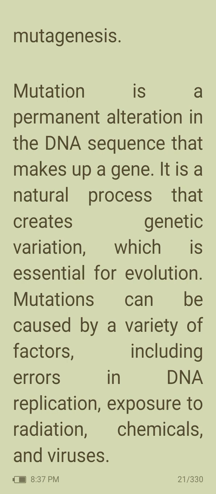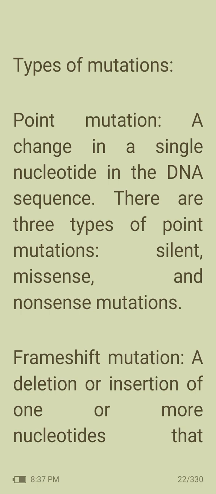Mutation is a permanent alteration in the DNA sequence that makes up a gene. It is a natural process that creates genetic variation, which is essential for evolution. Mutations can be caused by a variety of factors, including errors in DNA replication, exposure to radiation, chemicals, and viruses. There are different types of mutations, like point mutations, a change in a single nucleotide in the DNA sequence. There are three types of point mutations: silent, missense, and nonsense mutations.